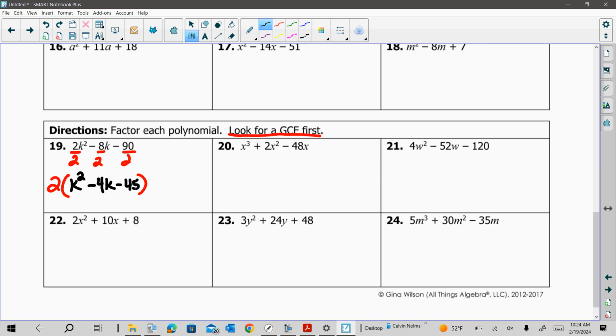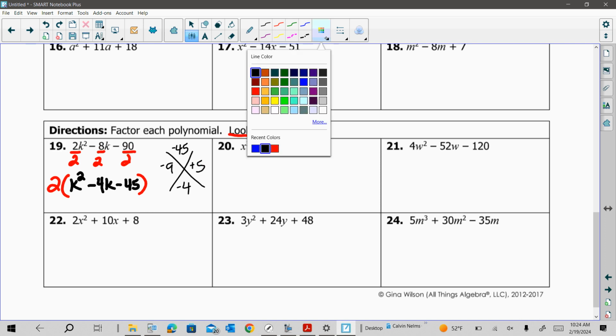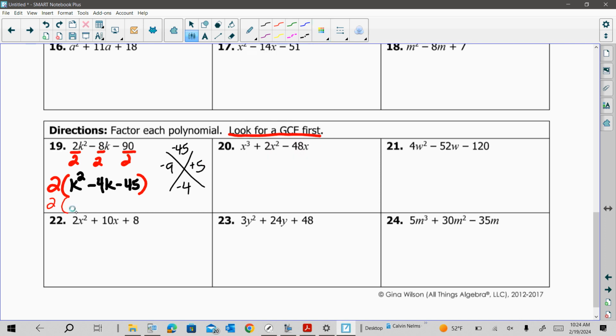So now I'm factoring that trinomial. I'm looking for the factors of -45 with the sum of -4. So what numbers give us 45? The -9 and a +5. So you keep the 2 on the outside, guys. You're going to keep the 2 there, and then it's just going to be K minus 9 and K plus 5. So the GCF has to still stay in front of the parentheses.